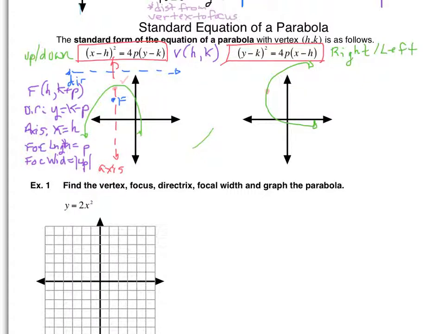That means that my focus is going to be to the left of my vertex or to the right. Left or right, focus. Right. So your focus would be somewhere here. And then my directrix would be equal distance, but this time it's a vertical line. So this is your directrix. And then your axis is perpendicular to that, connecting your vertex and your focus. So this is your axis.